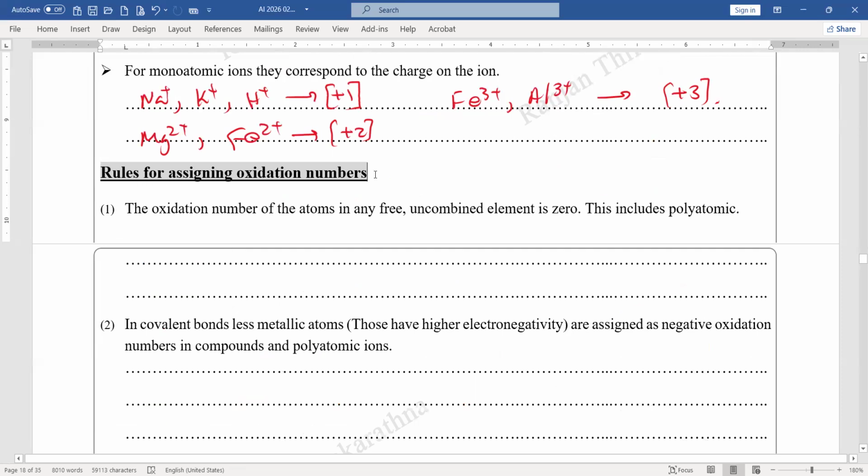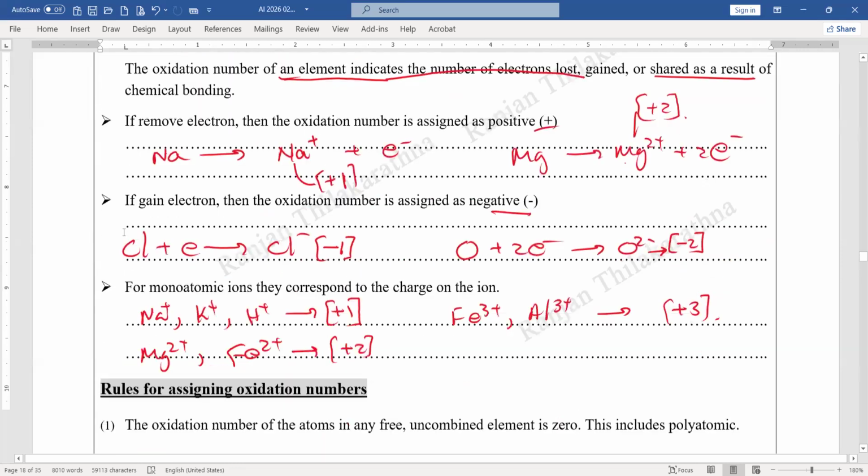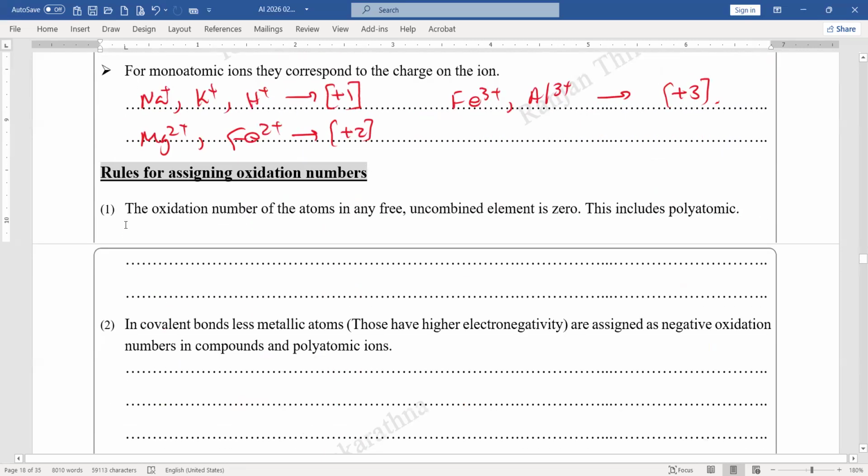Then rule 4 is assigning the oxidation state. If you get unbonded elements or elements bonded with identical atoms, then the oxidation state is defined as zero. The oxidation number of atoms in any free, meaning uncombined, element, or polyatomic species bonded with identical atoms, is zero.